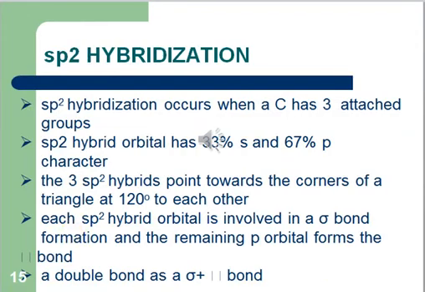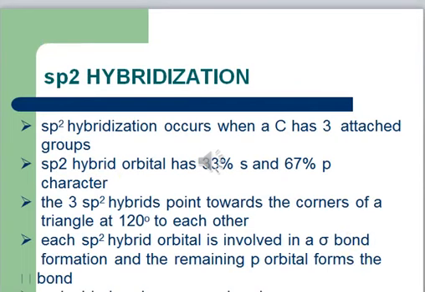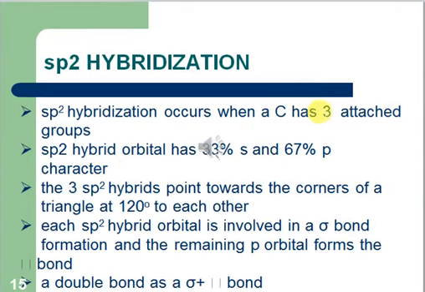So again, we have a summary for sp2 hybridization. Sp2 hybridization will occur when a carbon has 3 attached groups. When you see the carbon has 3 bonds, then always remember that it should be sp2 hybridization. In sp2 hybridization, we have 33% s character and 67% p character. Here you can see the s character has increased from 25 to 33%. It means that this has some spherical character, so there's more overlap and the bond should be stronger. So a double bond is stronger than a single bond.